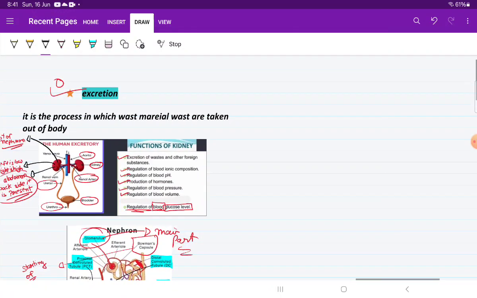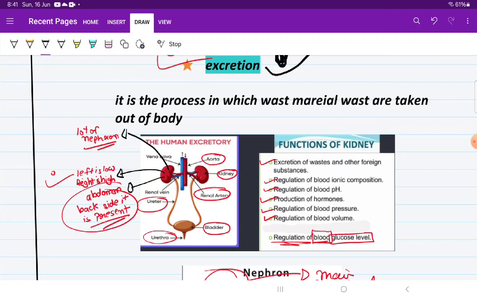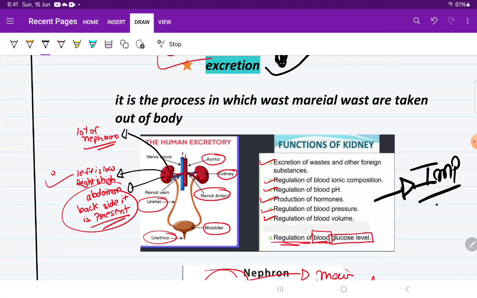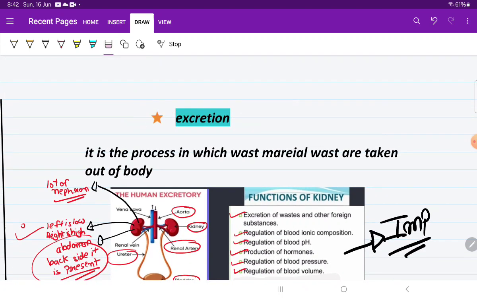Now this is the last topic: excretion in human beings. This is the most important thing in our book, because this year there is one question: explain the human excretion system, label all the diagram, and draw all the organs. You have to draw this, and you have to label it as well. So don't forget or ignore it. This is the most important thing.